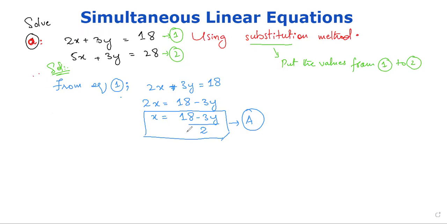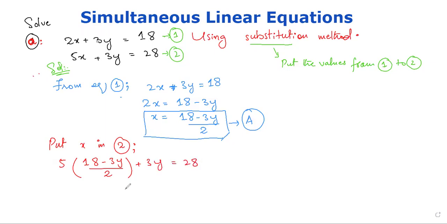Now, from equation 2, let's put this value, put x in equation number 2. You have to keep in mind that if you have taken a value from the first equation, you are going to put that value in equation number 2. If you take a value from the second equation, you put it in equation number 1. I hope you are getting what I am trying to say. So in equation number 2, we put the value: 5 times 18 minus 3y, whole divided by 2, plus 3y equals 28.